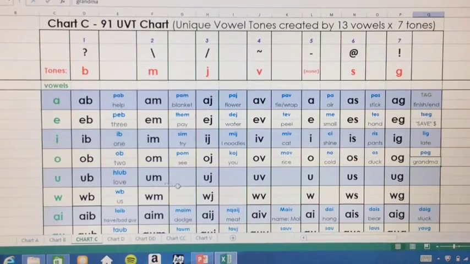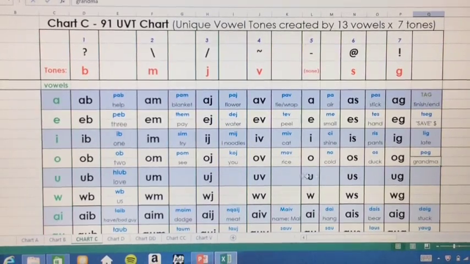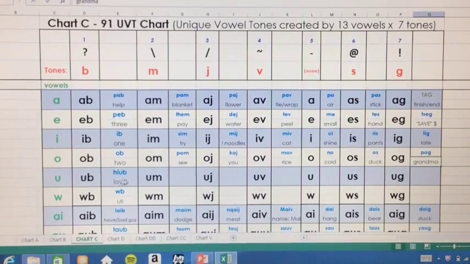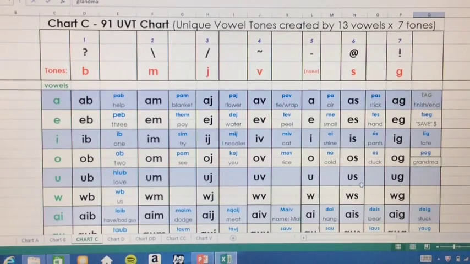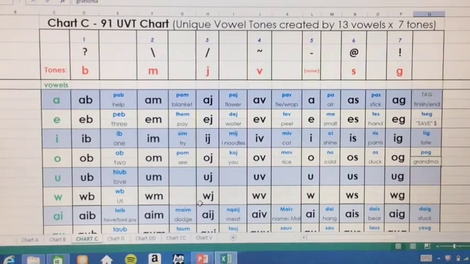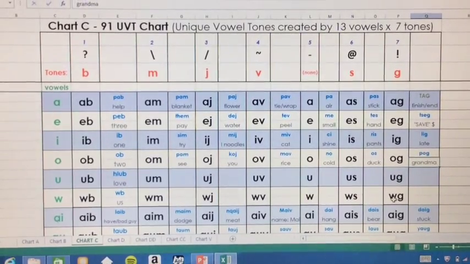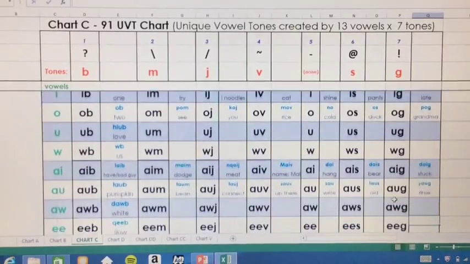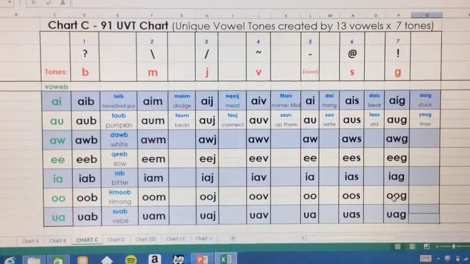Ooh, ooh, ooh. Oh, oh, oh. Okay, so that's all the single letter vowels.